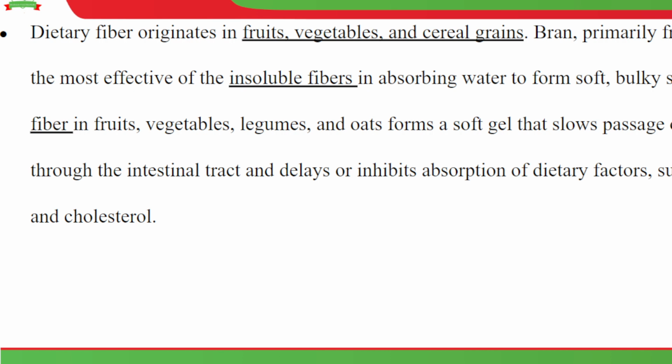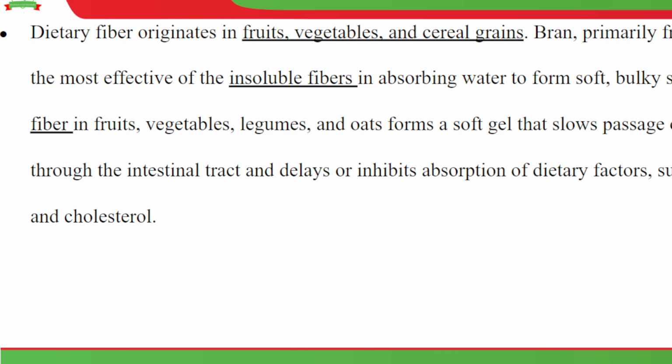Soluble fiber, which is found mostly in fruits, vegetables, legumes, and oats, forms a soft gel, meaning a jelly-like substance. It dissolves in water and forms a jelly-like thing, and that slows the passage of food through the intestinal tract and delays or inhibits absorption of dietary factors such as glucose and cholesterol.